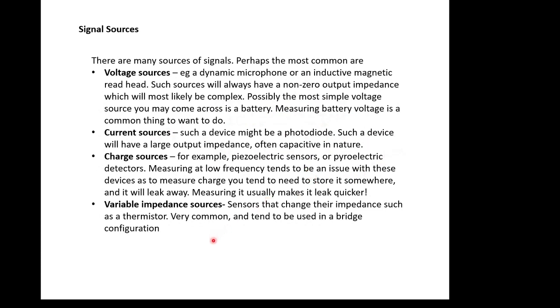So I won't waste too much time on here. But variable impedance sources are sensors that change their impedance, such as a thermistor. So we've got a change in value of impedance. So it's not generating a voltage or a current or anything else. It's just generating a change in its physical parameters. And so we need to put that into some kind of circuit to try and measure that.